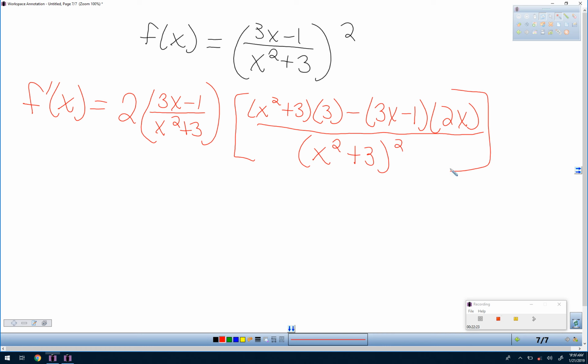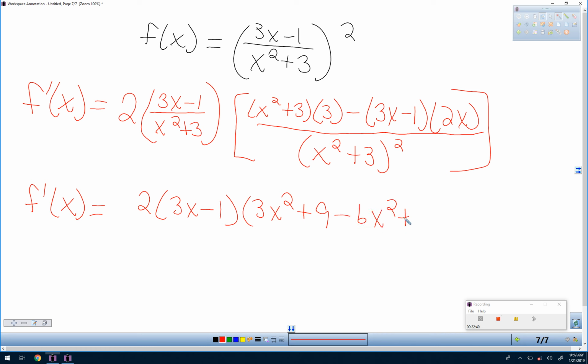So there's the derivative of that, which is perfect. Everything else beyond this is going to be algebra, so I'm just going to leave it to you to try to clean this up. But here's what you would end up having. You'd have 2, and then 3x minus 1, and then up here you'd have 3x squared plus 9 minus 6x squared plus 2x over x squared plus 3 cubed.